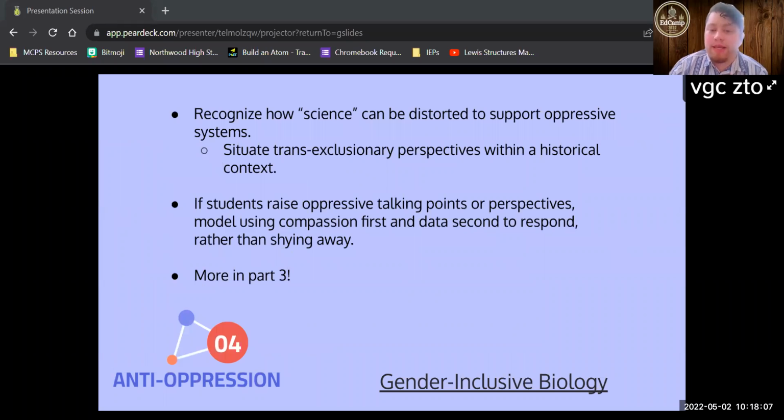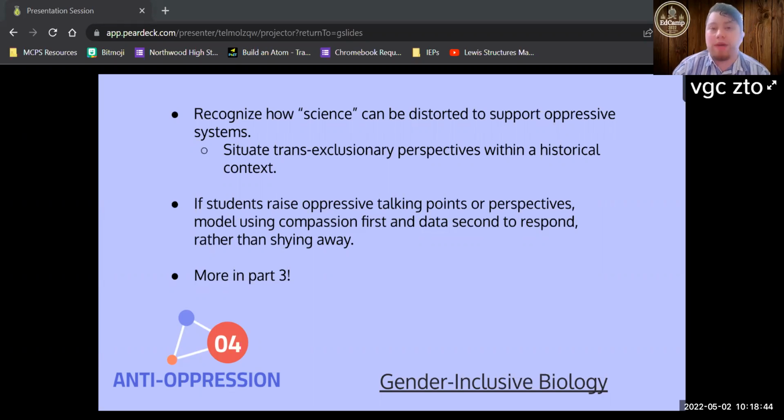Number 4 is Anti-Oppression Framework, recognizing that science can be used to support oppressive systems. This is an opportunity to situate trans exclusionary perspectives within a historical context. I have more details on this in part 3 as well. But in general, when we're thinking about our anti-oppression lens, we want to be thinking about what is the legacy of how science has been used, both specifically to exclude transgender and gender nonconforming people, but also more broadly to exclude and marginalize, realistically speaking, the majority of humans.